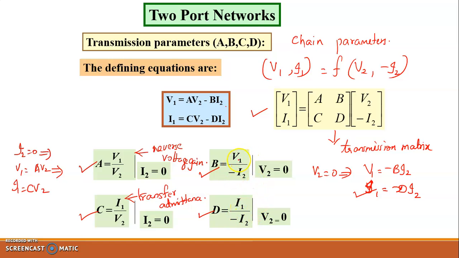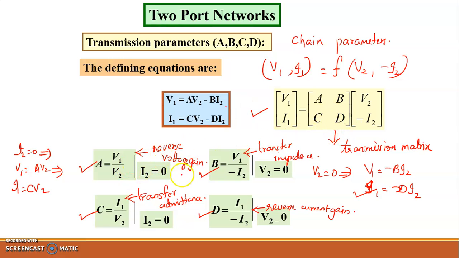Here B is actually the ratio between V and I, but V is the voltage at the input port and I is the current at the output port. Therefore, this is known as transfer impedance of the network with the output port short circuited. And D is actually minus I1 by I2. It is a current gain, but not I2 by I1, it is I1 by I2, therefore it is known as reverse current gain.